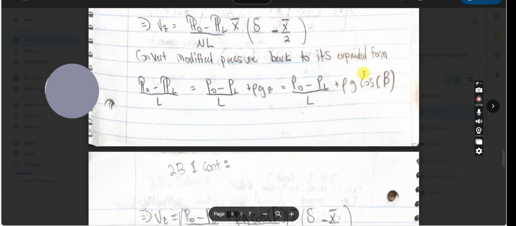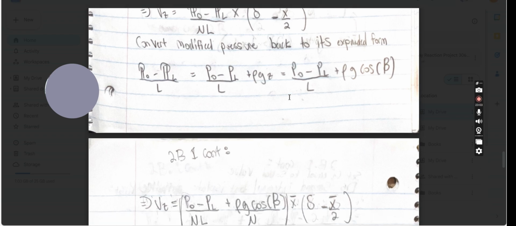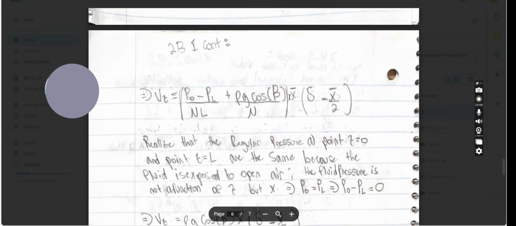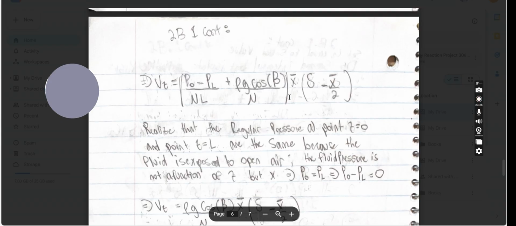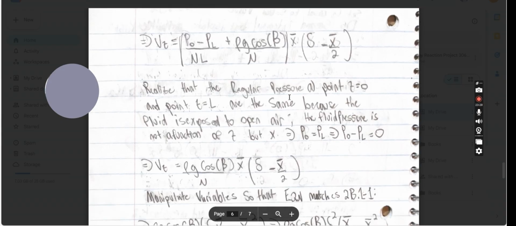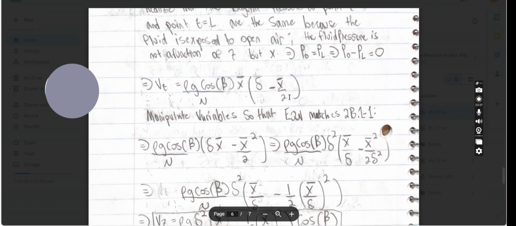And it's equals cosine B because GZ is the gravity due to the Z direction, and the Z direction is found through cosine B. That's just back to the drawing earlier. If you take the cosine of that angle there, you get the vertical direction. All right, so this is the separated version. So we get this, and then here I just realized that a pressure term is just not there. We get rid of that term, and we can get this expression here.